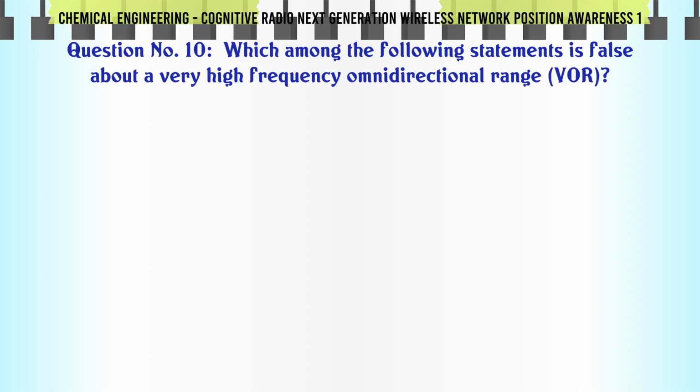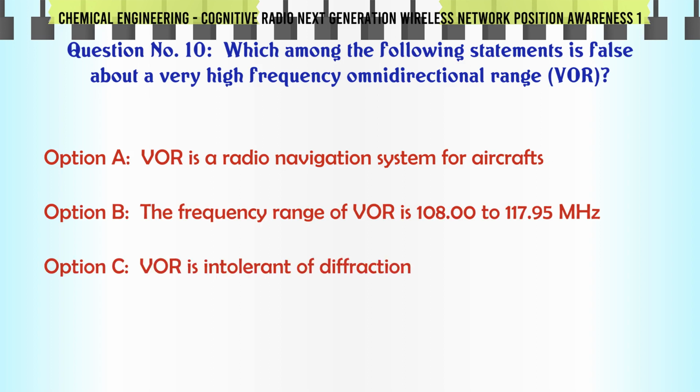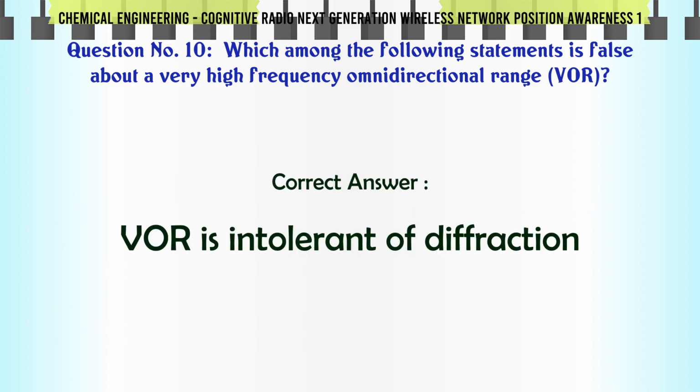Which among the following statements is false about a Very High Frequency Omnidirectional Range VOR? A. VOR is a radio navigation system for aircrafts. B. The frequency range of VOR is 108.00 to 117.95 MHz. C. VOR is intolerant of diffraction. D. VOR signals show more accuracy than non-directional radio beacon. The correct answer is VOR is intolerant of diffraction.